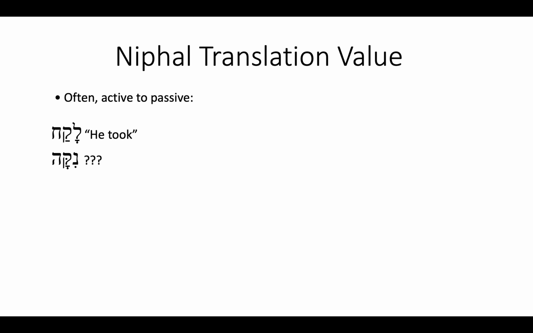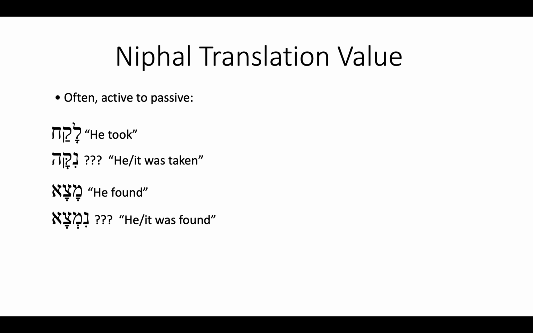A couple more examples. Lakach, he took, becomes what in the passive? It becomes he or it was taken. He found, so he found something, becomes he or it was found.